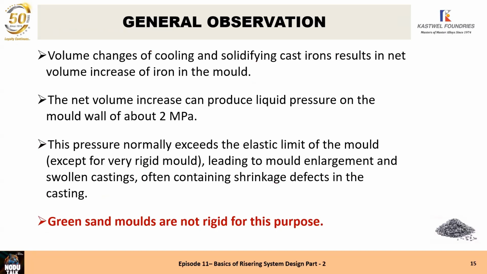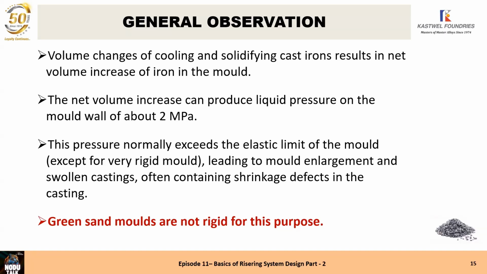In SG iron, there are volume changes on cooling and solidifying of cast irons, and this volume change results in a net volume increase of iron in the mold. The density of liquid metal, as you know, is about 6.9 to 7, and it has about 3 to maybe 4% carbon. Carbon has a density lower than that of liquid iron. So when the carbon comes out from the liquid metal during the solidification process, it occupies more volume. So there is a volume change as the cooling takes place.